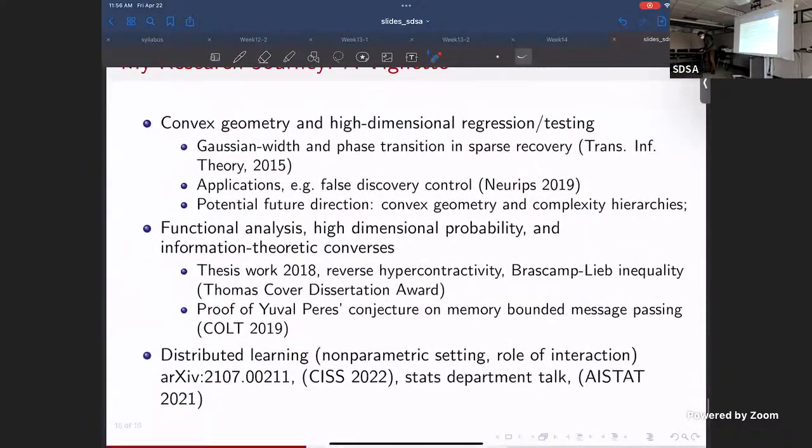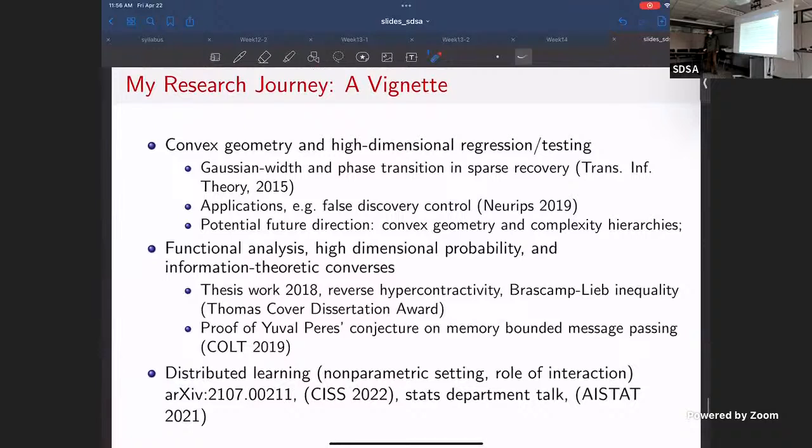And in the last slide, let me mention a few other topics that I worked on, which are somewhat related to this. Well, first, convex geometry can be applied to problems in high dimensional regression as well. For example, previously I worked on the phase transition problem in compressed sensing, and we used the Gaussian width and similar tools like Gordon's comparison theorem to give bounds for the phase transition point.